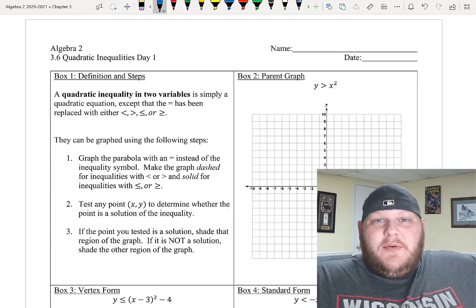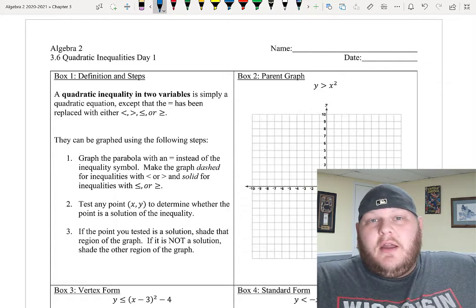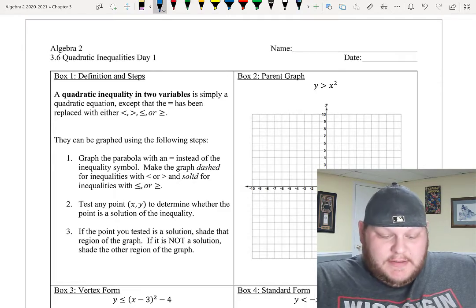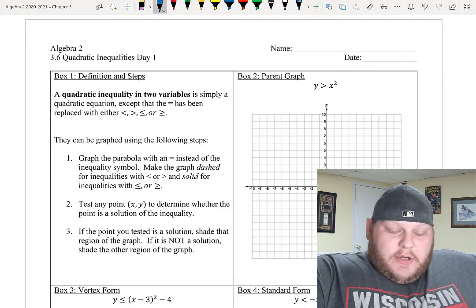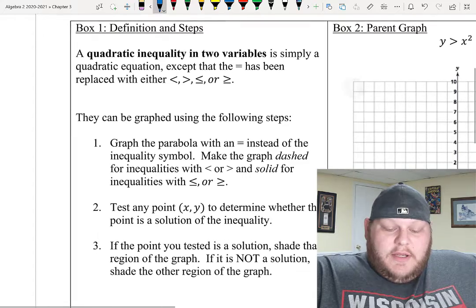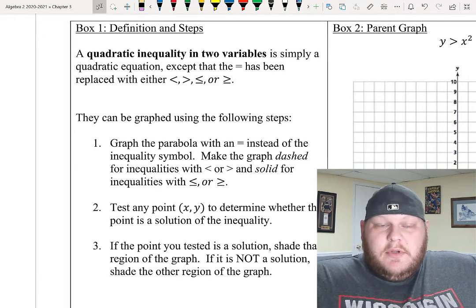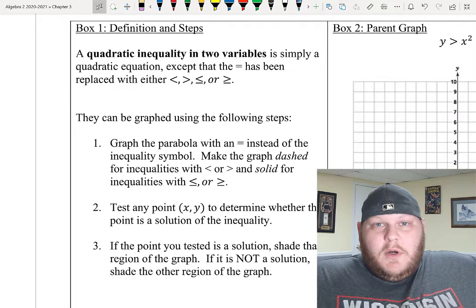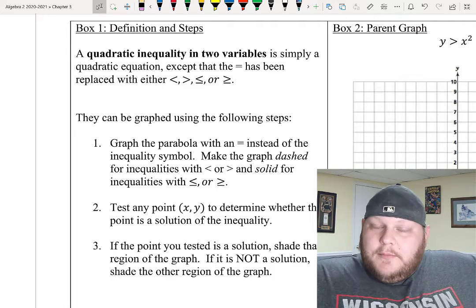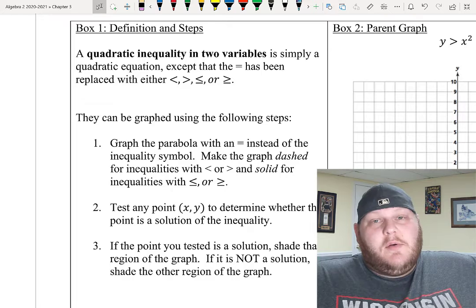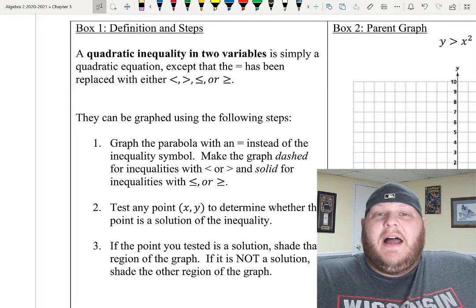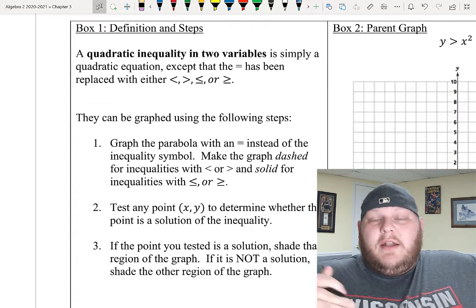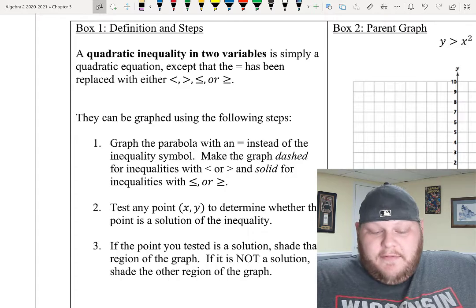Hey guys, today we are going to do part 1 of 3.6, which is all about graphing quadratic inequalities. So when we're graphing the quadratic inequality, and here we're going to be doing it in two variables, it's going to look a little bit different than what we did back in Algebra 1 for graphing inequalities at the very beginning. But we also did graphing inequalities in, I think it was chapter 5, where we did our lines and we had our boundary and we shaded part of our graph.